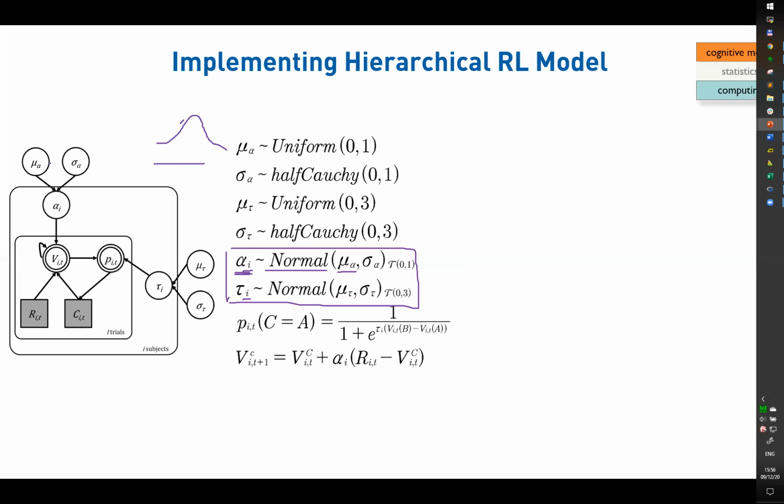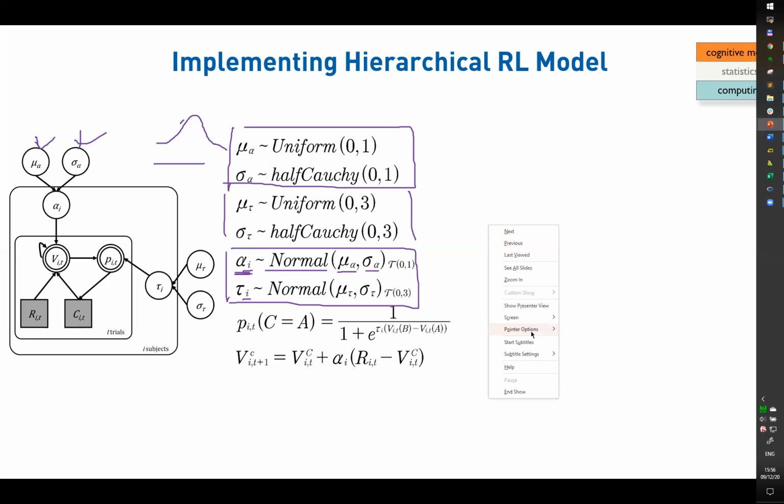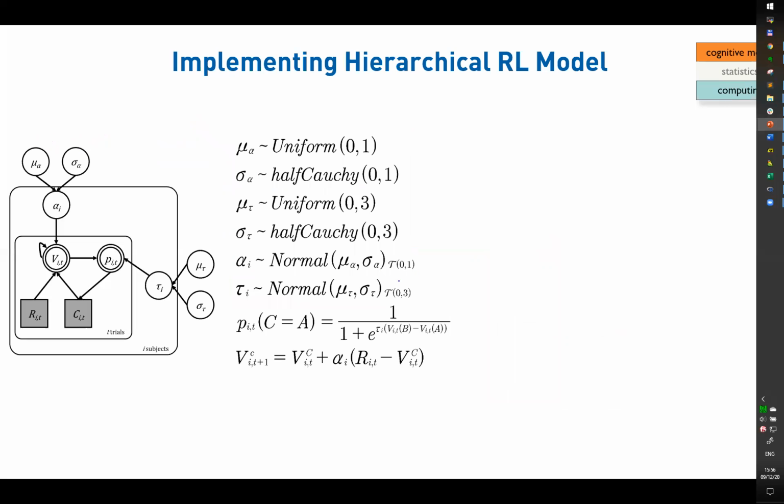With the corresponding mu and the corresponding sigma, governed by their priors here and here, okay, good. And you might see something that you haven't seen before. So this and this, what is that?